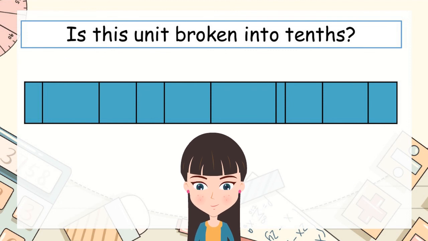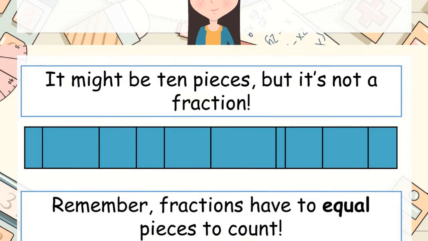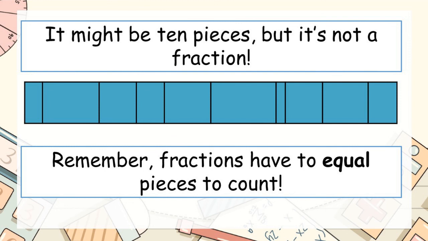Well, my sister is absolutely wrong on this one. It is divided into 10 parts, but they're not tenths. Because remember, all the parts need to be equal in size for them to be tenths. That's one of our very important fraction rules we learnt in a previous lesson.